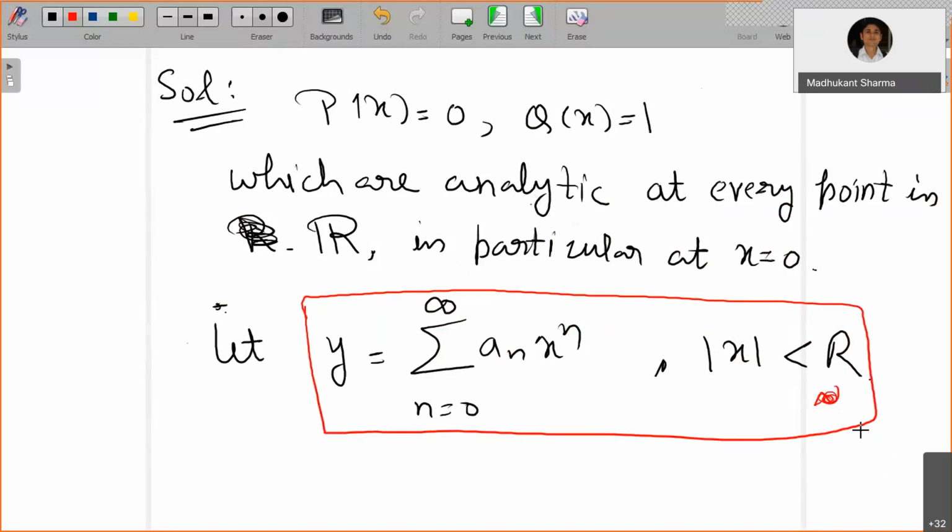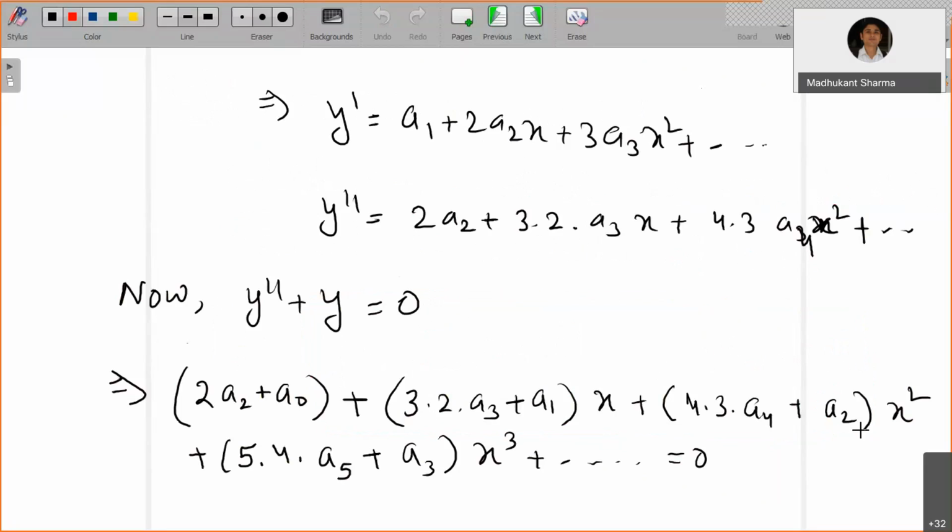Like we proceeded in the first order differential equation, we will proceed in a similar fashion here. For doing so, you have to get y dash and y double dash: differentiate termwise in the interval of convergence, substitute in the differential equation, and compare the coefficients on both sides. So the same strategy we will be adopting here.